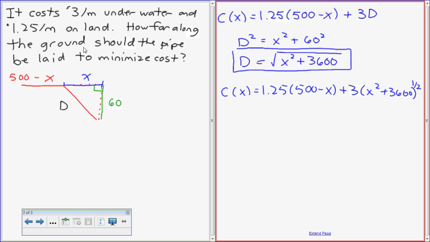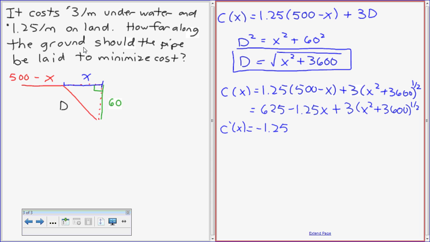how you would. Okay, so I'm going to just pull this out and call that 625. Is that right? Minus 1.25x plus 3 bracket x squared plus 3600 to the 1/2. Okay? The derivative of 625 is? 0. The derivative of negative 1.25x is? Negative 1.25. Good.